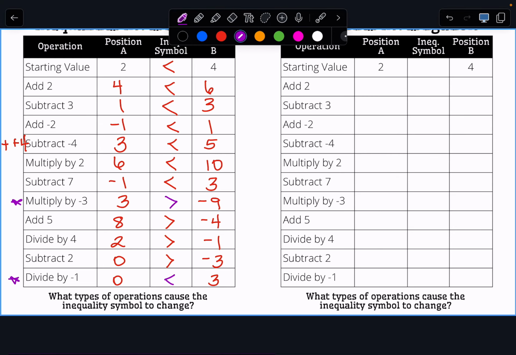The only times the inequality changed was when? Multiplying or dividing by a negative number. Okay, because here we multiplied by a positive number and it didn't change, right? If we multiply or divide by a negative number, our inequality sign changes. After it was still the same.